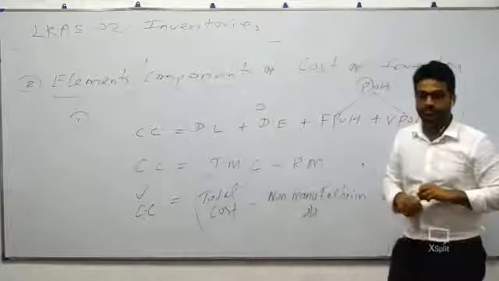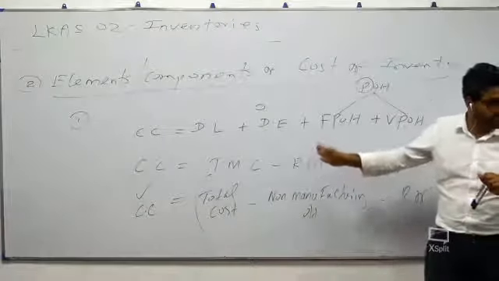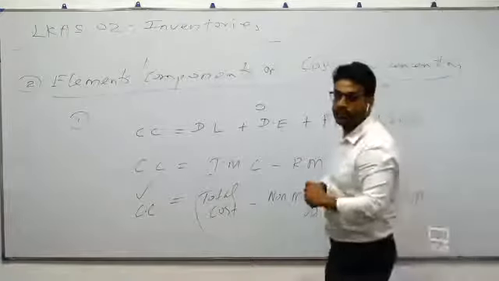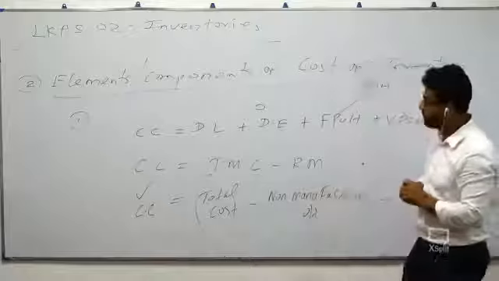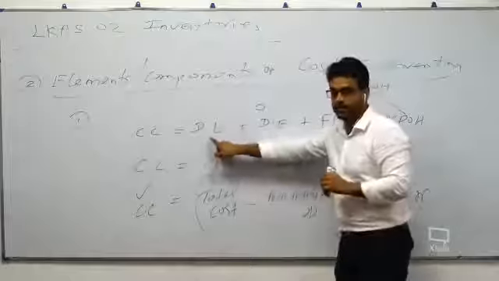Copy this down. Don't write like this, C, C, B, C, D, C and all. Write properly. Otherwise, later you'll have a problem. So write it down. Conversion cost equal direct labor.